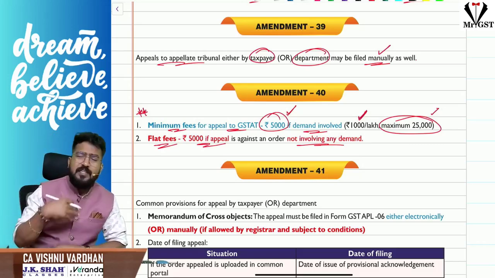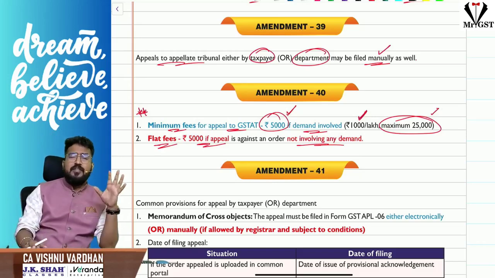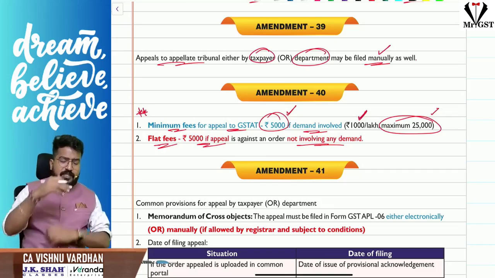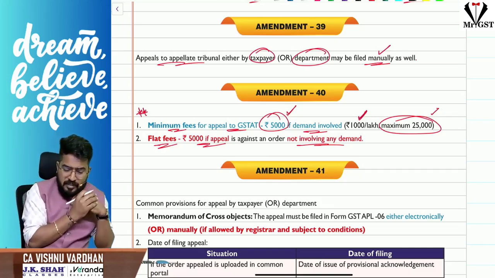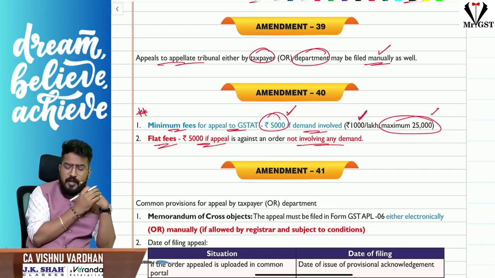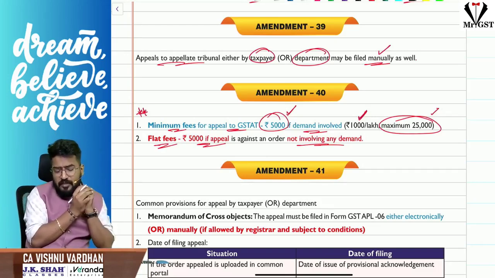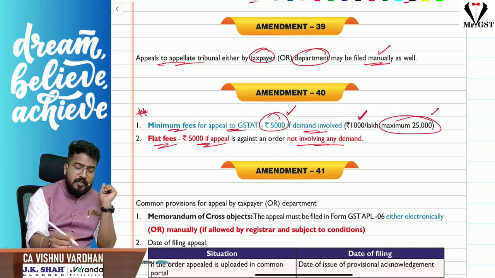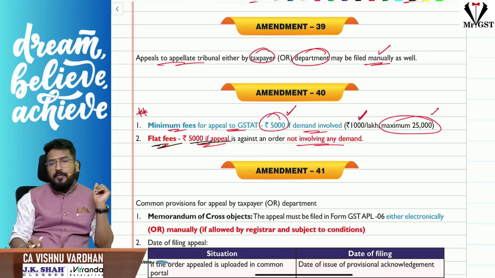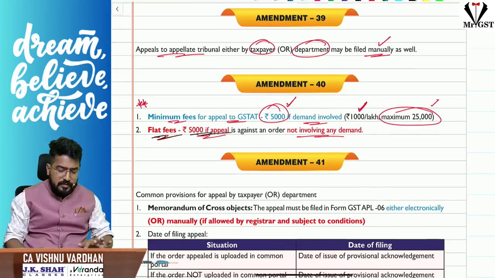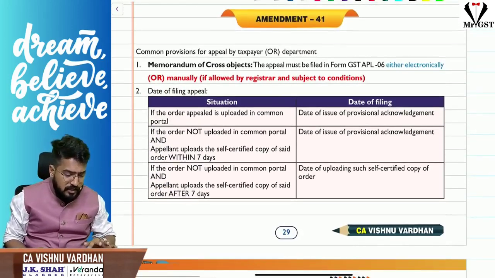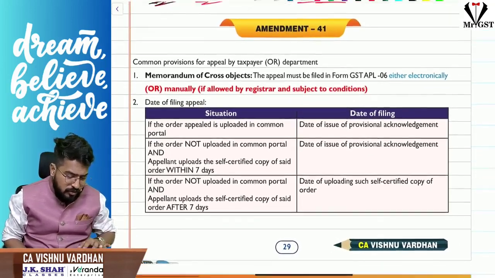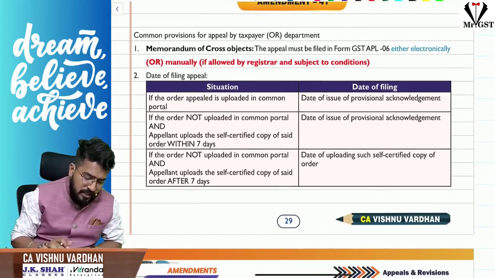Okay, now sir, there is no demand itself in the order they have given, so that is something different. In such case, I want to go for an appeal against the order passed by the department where there is no demand amount but something related to any provision, etc. In such case, flat fees of 5,000 should be paid for that appeal. Okay, so that is the point. So next, coming to the next one, sir, this is with respect to filing memorandum of cross objections when you are going for an appeal.